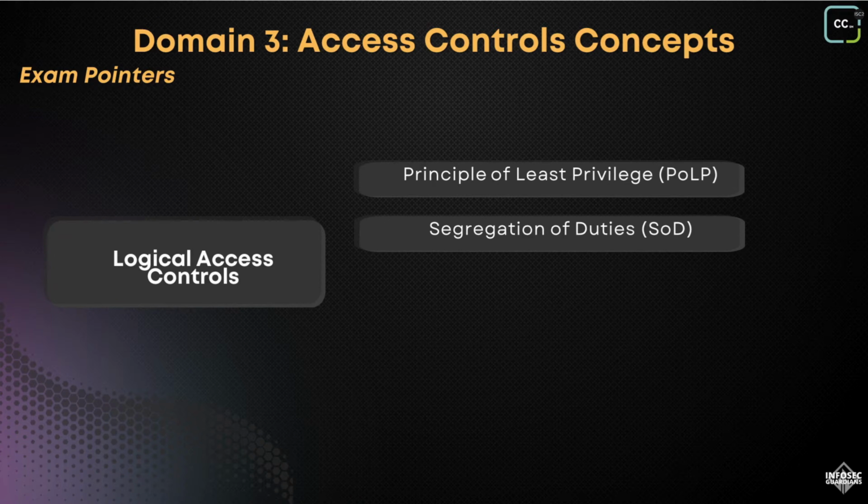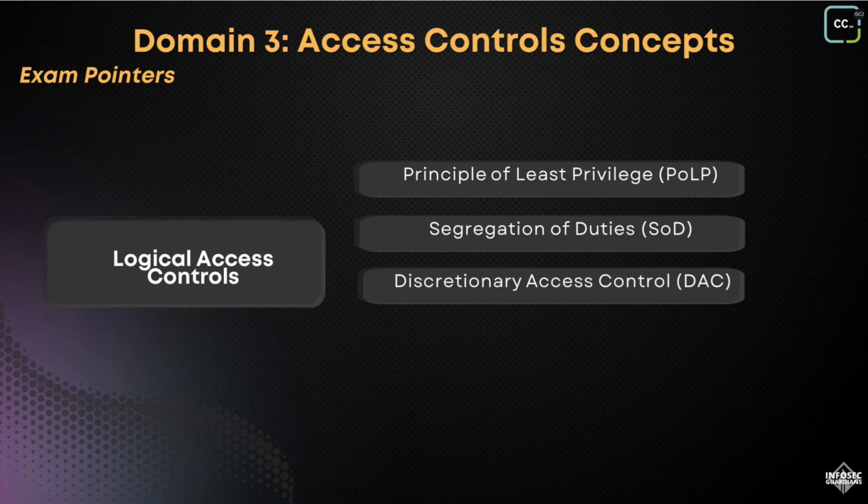Segregation of duties, this is about dividing responsibilities so that no single person has control over all parts of a critical process. For example, one person might authorize a transaction, another records it, and a third person audits it. This reduces the chance of fraud or errors.